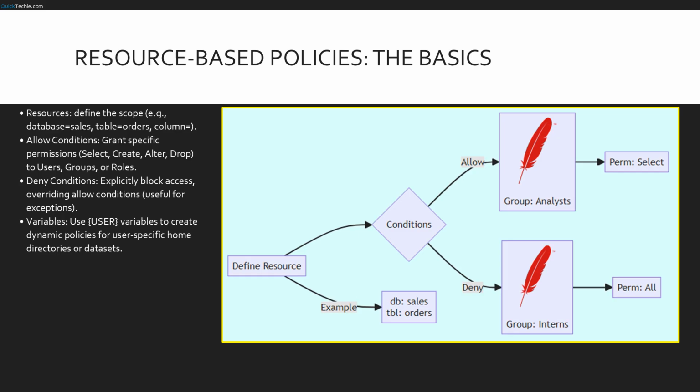Here is the logic flow for a resource policy. First, you define the resource, such as the sales database and orders table, then you establish conditions. In the upper path, we allow the analysts group the select permission. In the lower path, we explicitly deny the interns group all permissions. Ranger evaluates these rules in real time to determine if a request should proceed.